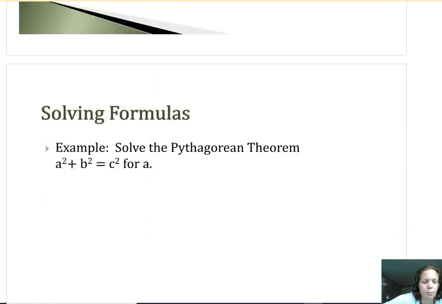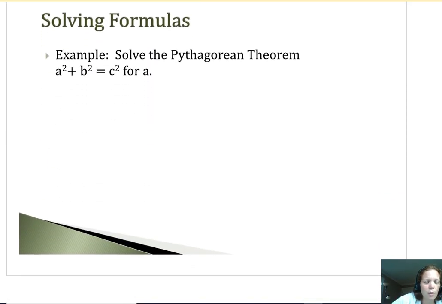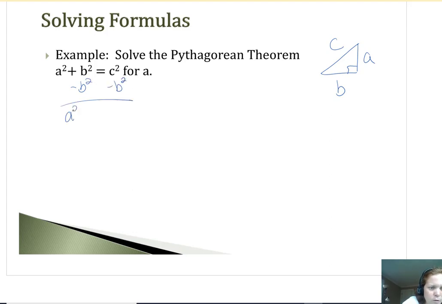Okay, last one. Solve the Pythagorean theorem. Again, we're going to do this a lot later on in class. It's the sides of a right triangle. So if we want to get a alone, right now I have a squared plus b squared equals c squared. I want to get a alone. So first I'll subtract b squared. So a squared equals c squared minus b squared.